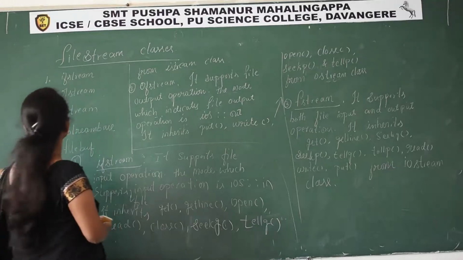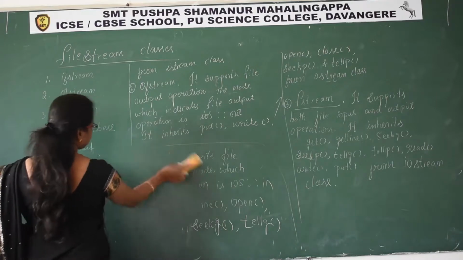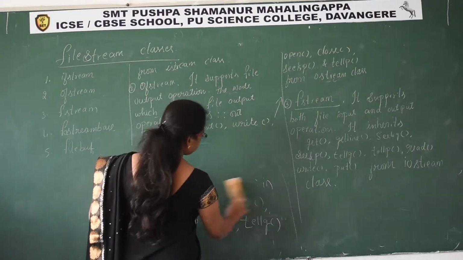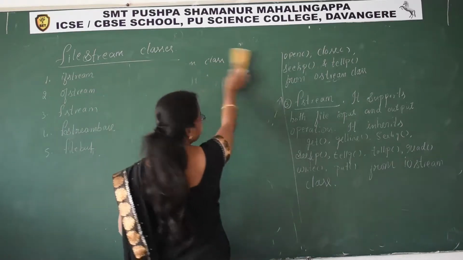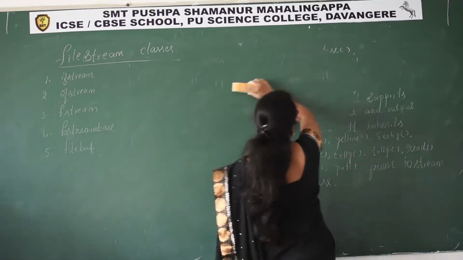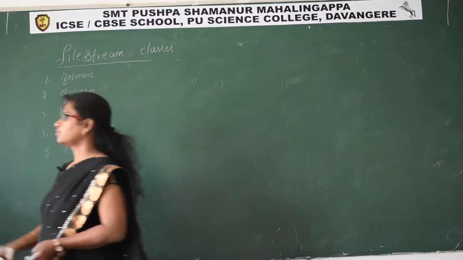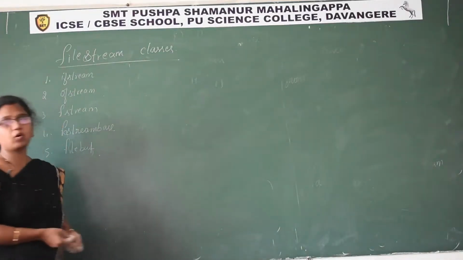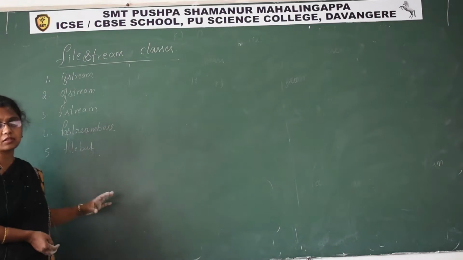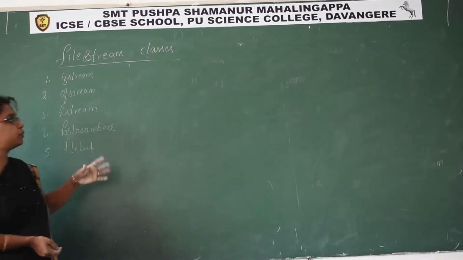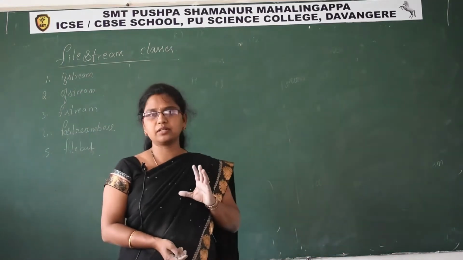Next, fstreambase. See, fstreambase is a base for all other classes. All the classes' properties are there in the fstreambase class. So we call it a base. And filebuf supports the file pointers. It means the filebuf class has some functions whose functionality is to manipulate the file pointers. You all know what the file pointers are: get pointer and put pointer.